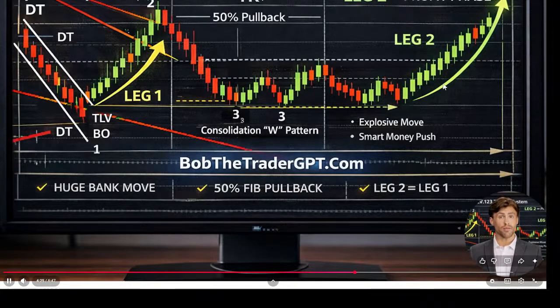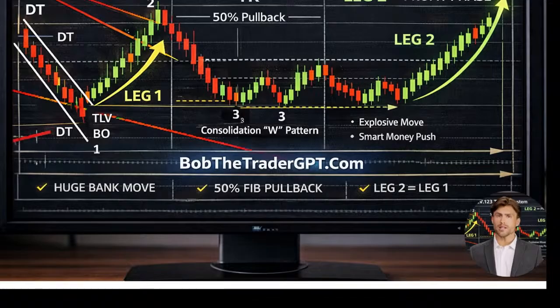Why is this the money phase? Because by now, several things have already happened. First, the old downtrend has already been broken. Second, leg 1 has already proven that buyers are in control. Third, the trade range has already created the reload and rebalancing zone. Fourth, the market is now showing continuation. This is why leg 2 is so powerful.